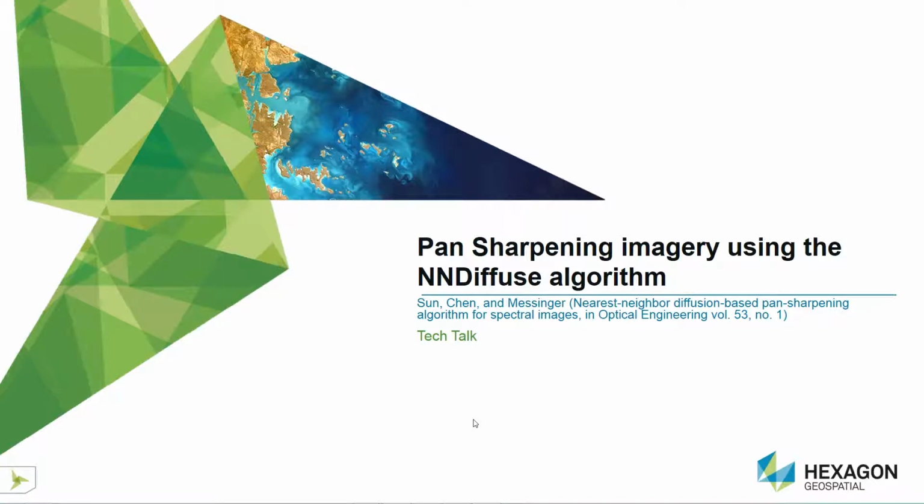Hello, in this Tech Talk video I'd like to talk about ERDAS Imagine 2018 having introduced a new operator called Pan-Sharpen by NNDiffuse. It's a new operator which enables a model to be built which performs nearest neighbor diffusion based resolution merge as described by the paper by Sun, Chen and Messenger. Let's go ahead and start out looking at that.